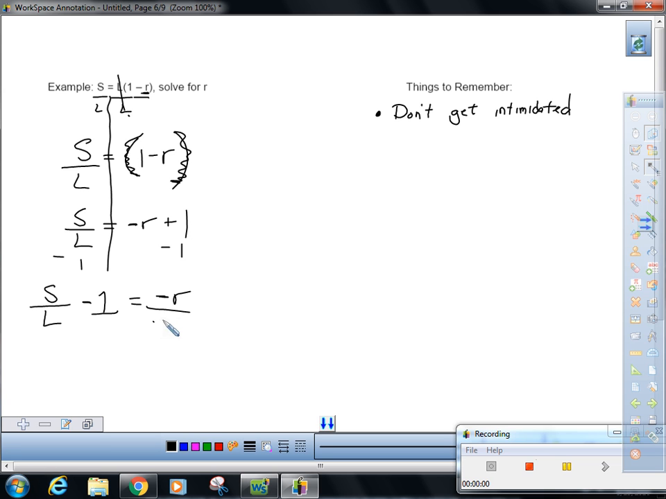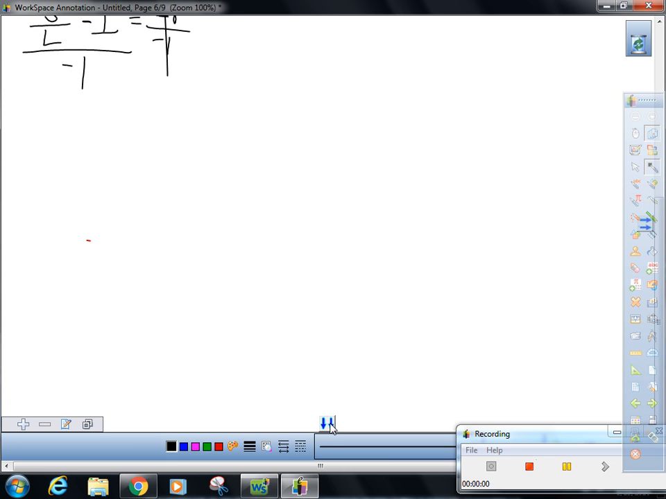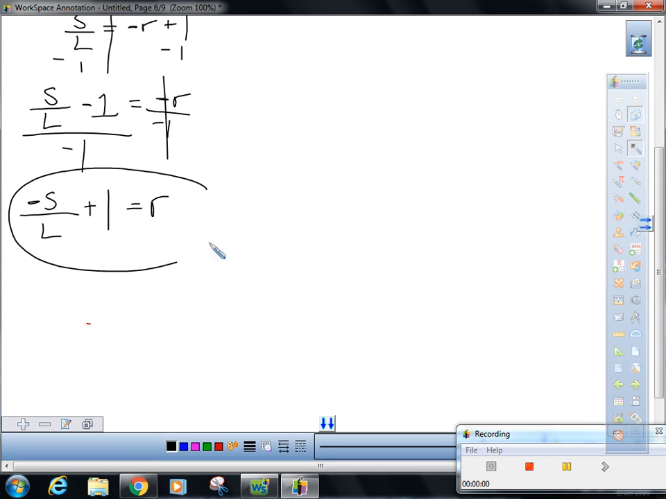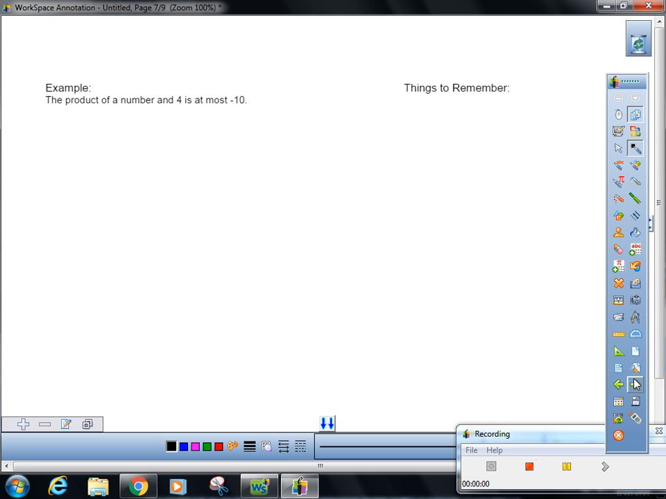Now I got to divide each side by negative 1. And that leaves you with, okay, S over L divided by negative 1 is just a negative S over L, and a negative 1 divided by negative 1 is a positive 1. Not easy, okay? That's why we're making these videos to help.